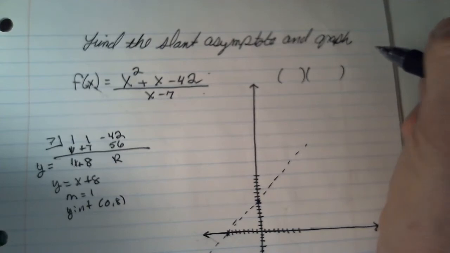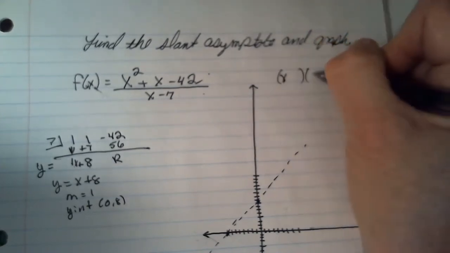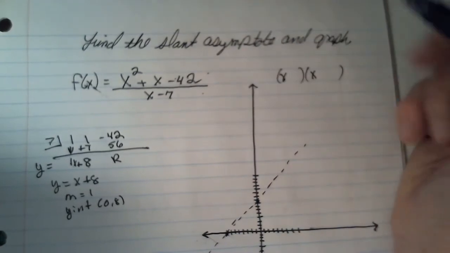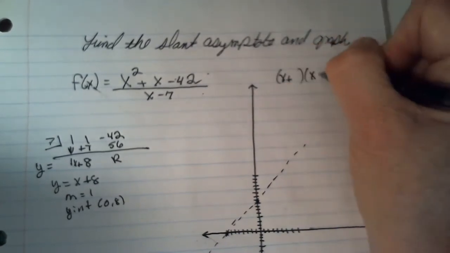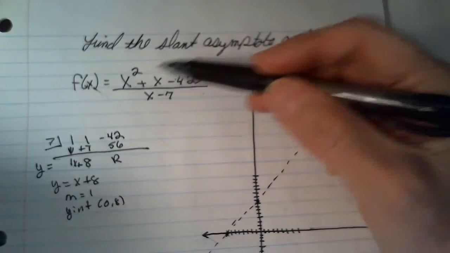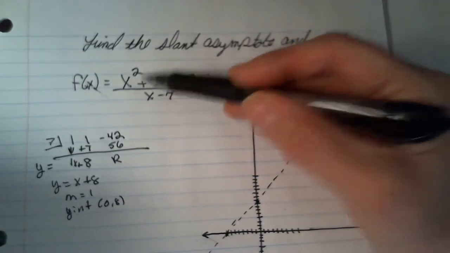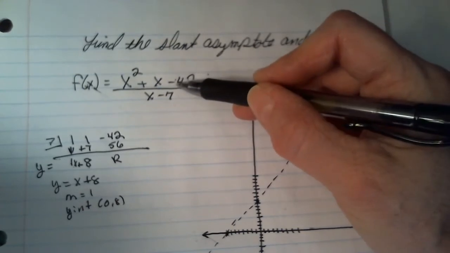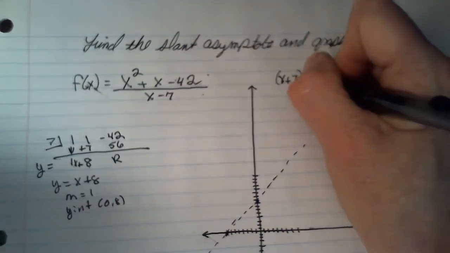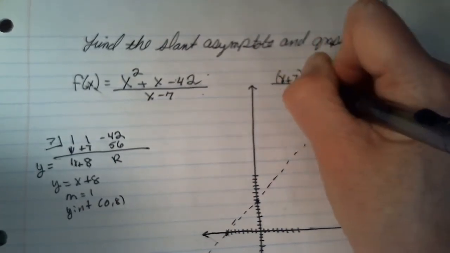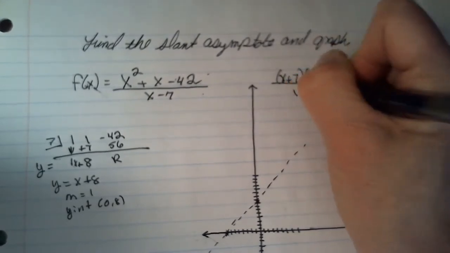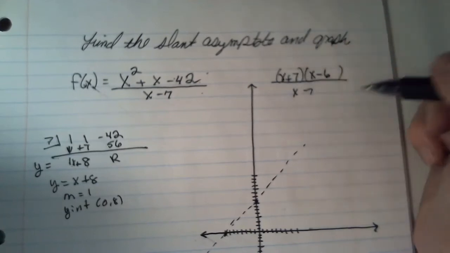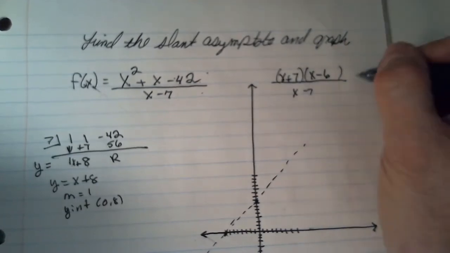If I factor the top, it has a leading coefficient of 1, so my x's are separated. My last sign is a minus, so that tells me they're going to be different signs. My first sign is plus, so because this is minus and this is plus, my larger factor will be positive. Factors of 42 that subtract to get 1 are going to be 7 and 6. And I bring over my denominator, and I look to see if anything cancels. Notice that nothing cancels.